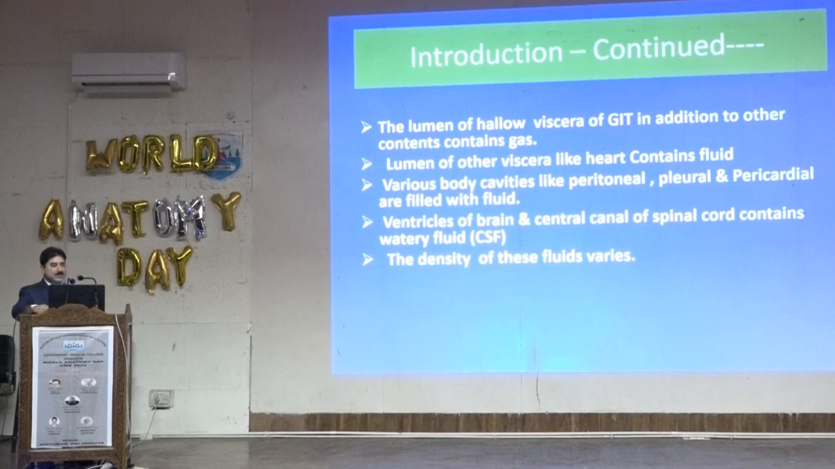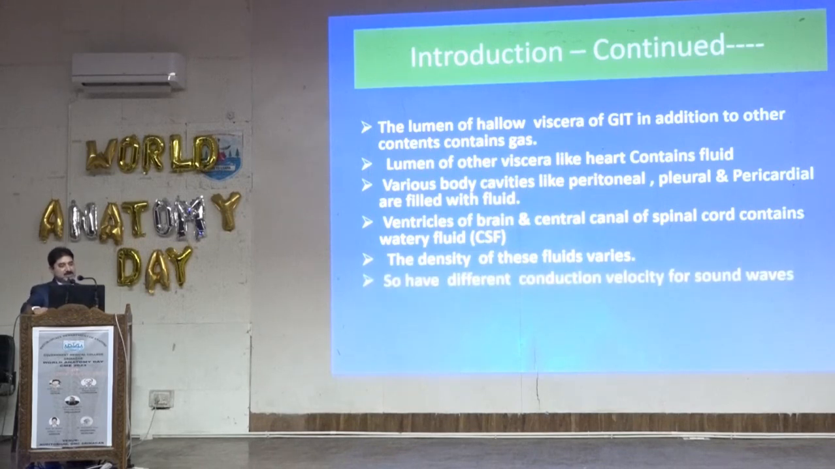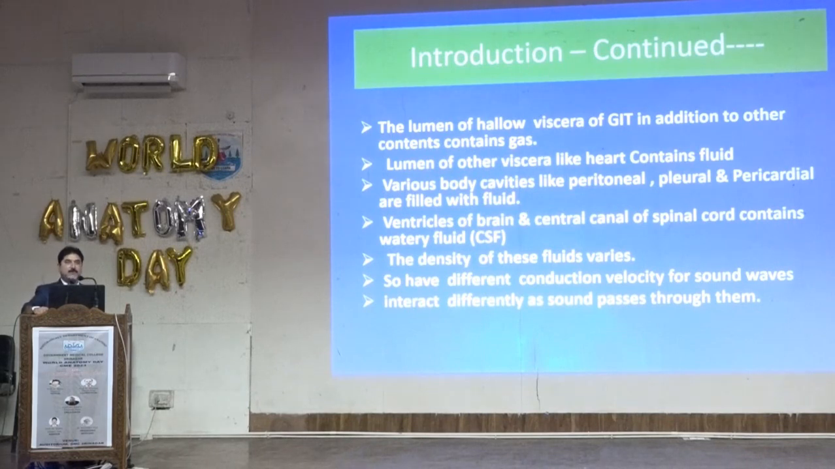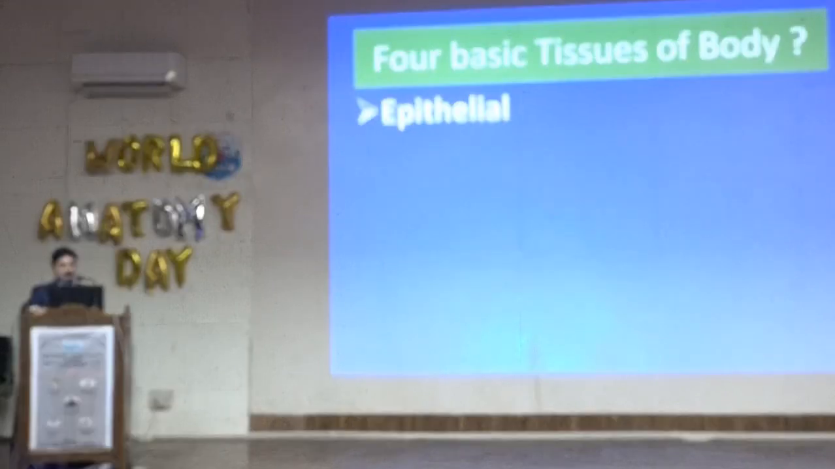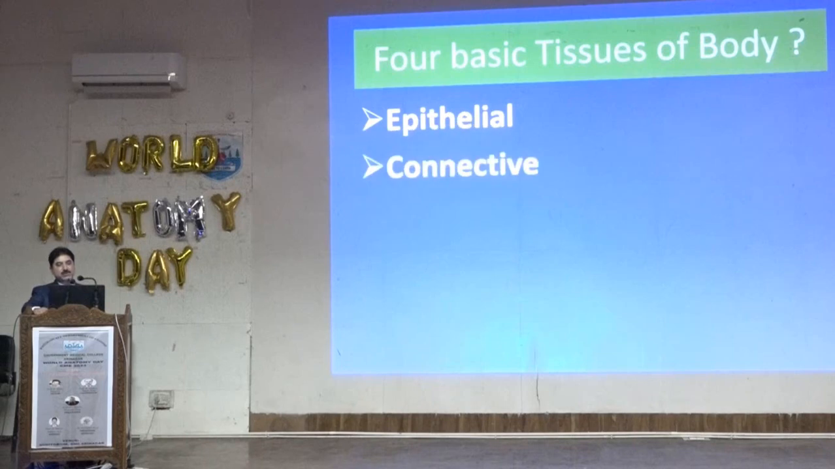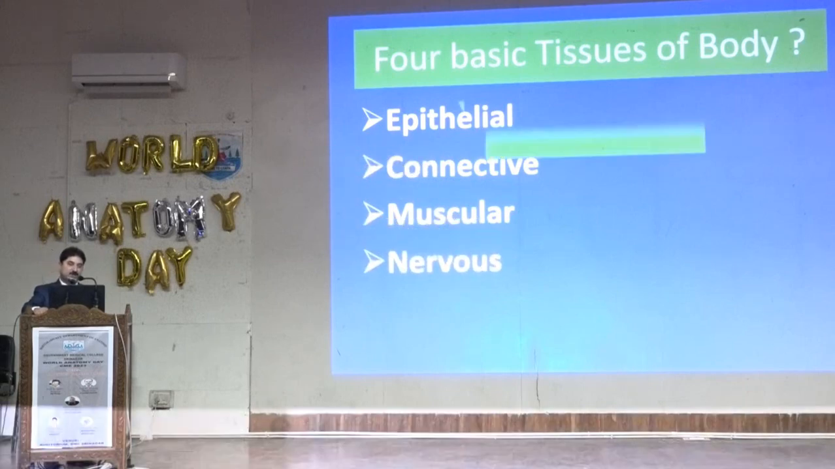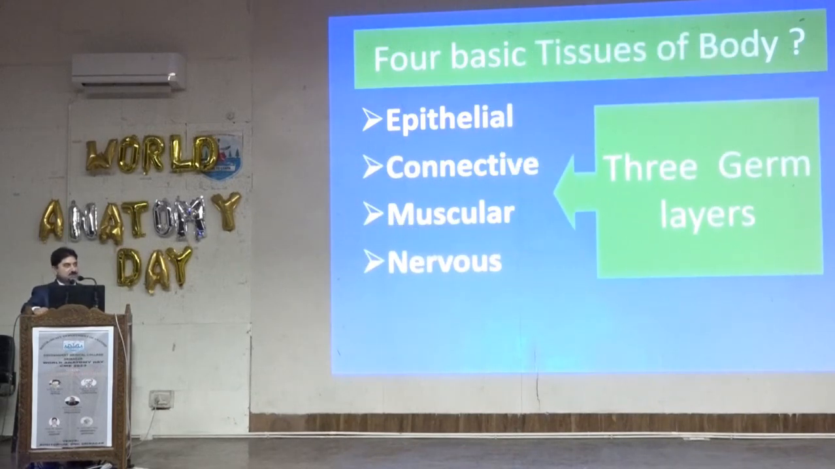The density of these fluids also varies. So these fluids have different conduction velocities for sound waves. They also interact differently as sound waves in the form of ultrasound pass through them. As already said, our body is composed of 4 basic tissues. These tissues include epithelial, connective, muscular and nervous tissue. All these tissues are derived from 3 germ layers.